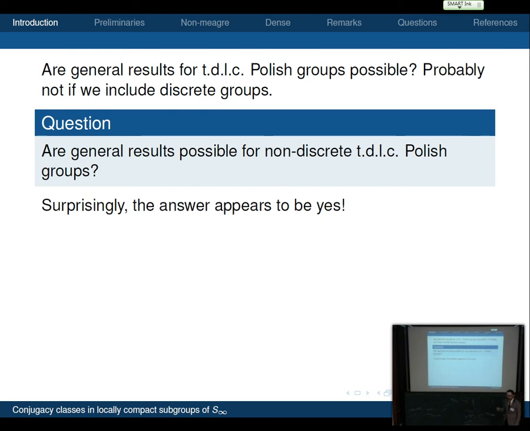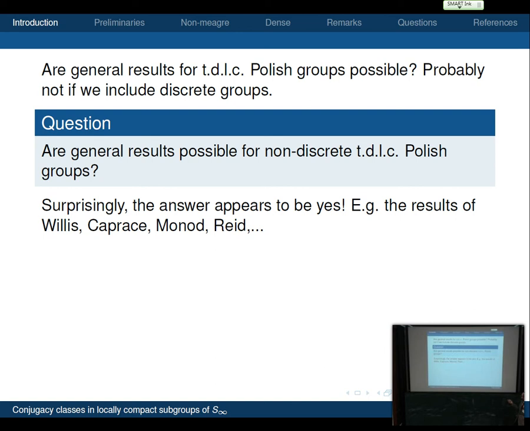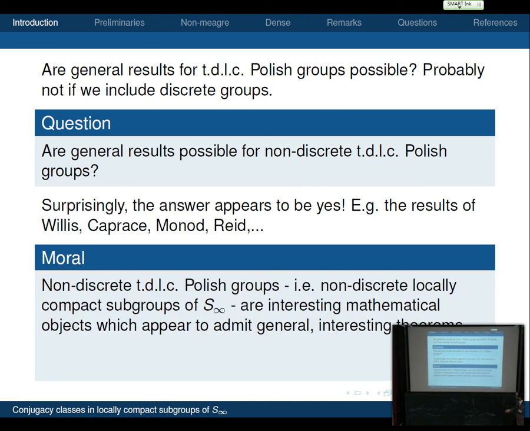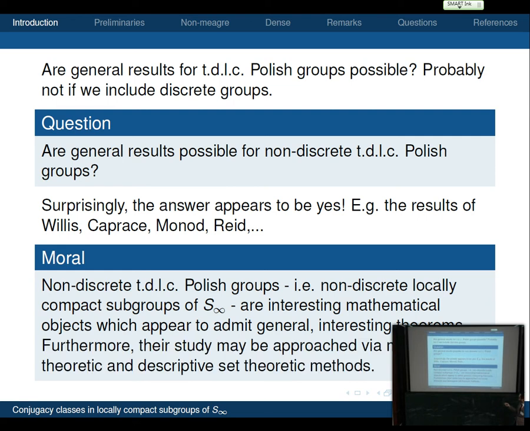Surprisingly, the answer appears to be yes: having a non-discrete T.d.l.c. Polish topology really gives you non-trivial structure. For example, Willis had a paper in the mid-90s that really got people thinking about this, and then results of Caprace and Reid later on. So what's the moral? The moral is that non-discrete T.d.l.c. Polish groups, i.e. non-discrete locally compact subgroups of S infinity, are interesting mathematical objects which appear to admit interesting general theorems. Furthermore, their study may be approached by model-theoretic and descriptive set-theoretic methods, which is good because I'm a student of descriptive set theory.